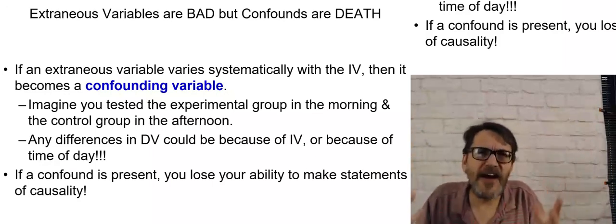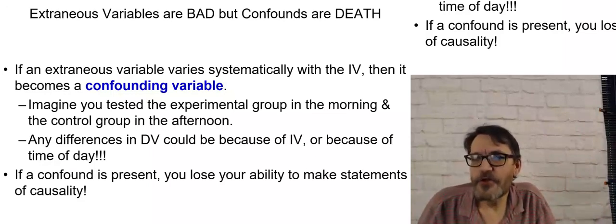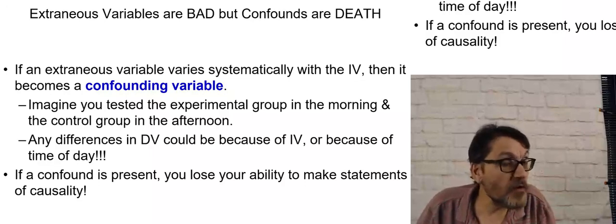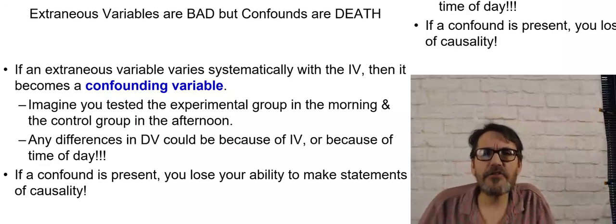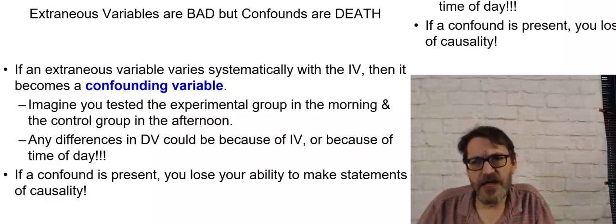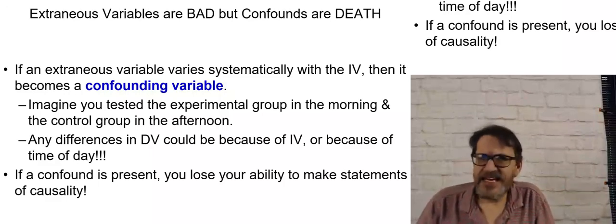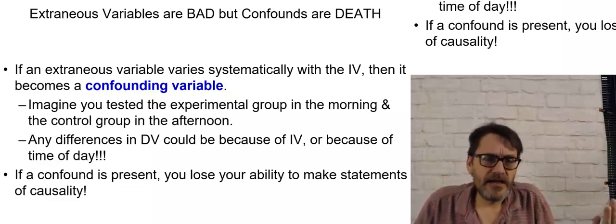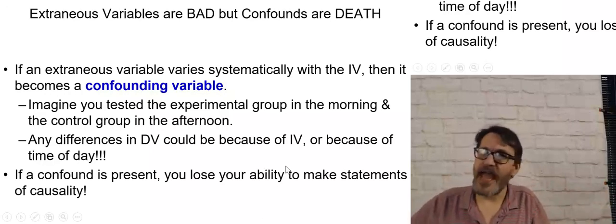But is the finding that you have the result of your experimental manipulation, your independent variable, or is it a function of time of day? Because clearly people react differently in the morning versus the afternoon. So it's very possible if you have a confound that you don't know why your finding is true. So you cannot make causal statements if you have a confound.